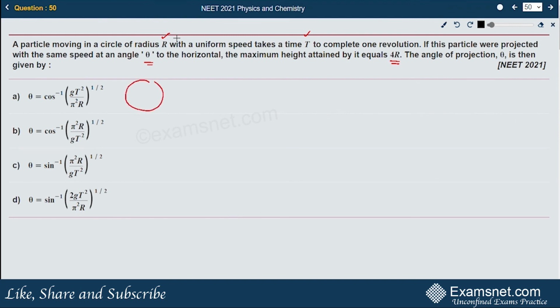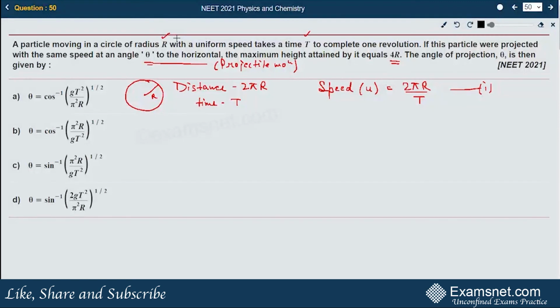Okay, so suppose this is the circular path of the particle with radius capital R. Then what will be the distance covered in one revolution? It will be equal to the perimeter of the circle, that means 2 pi R. Okay, and the time taken is given as capital T. So what will be the speed of the particle? Speed u will be equal to distance by time, that means 2 pi R by T. Okay, so we'll take it as equation 1. Now it is given that the particle is projected with the same speed at an angle theta to the horizontal. That means the particle is in projectile motion, right? And we know that in case of projectile motion, the maximum height is given by the formula u square sine square theta by 2g, right? So this is an important formula that we have to remember.